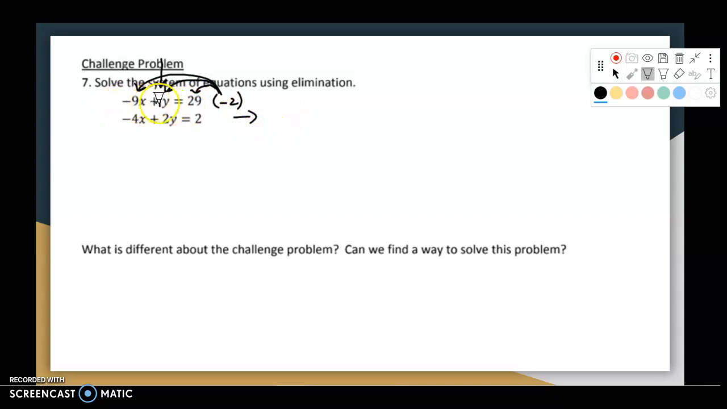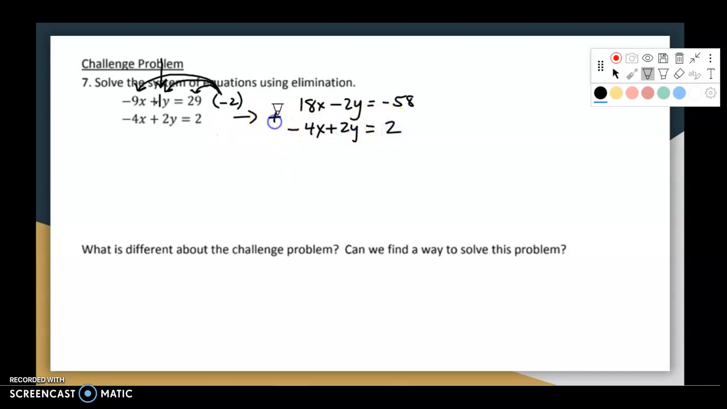So we got negative 9x times negative 2. That's a positive 18x. Positive 1y times negative 2 is negative 2y. That's good. And then 29 times negative 2 is negative 58. Underneath, we're going to keep the bottom equation the same. We're not going to change it at all, because we're just going to rewrite it.